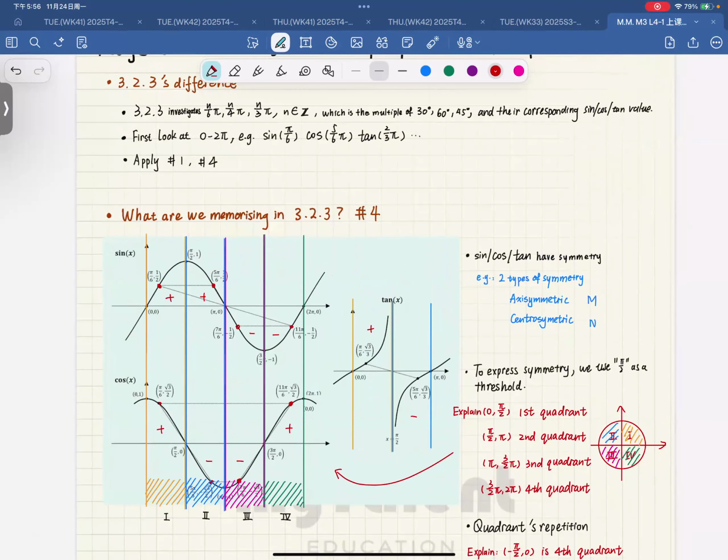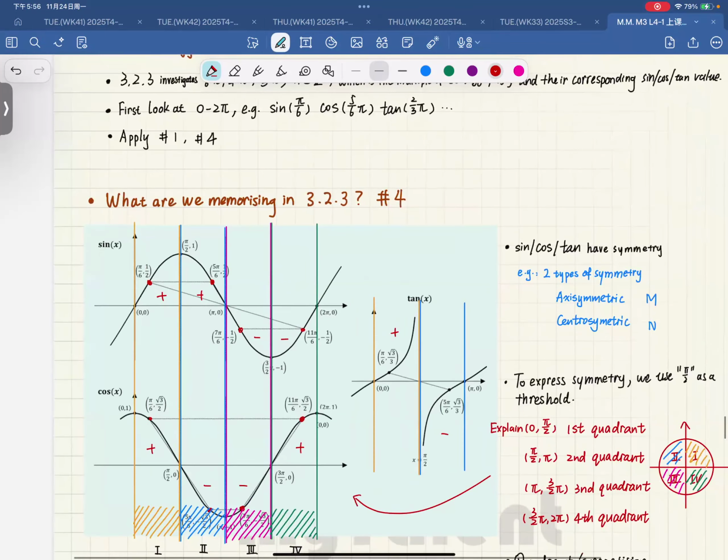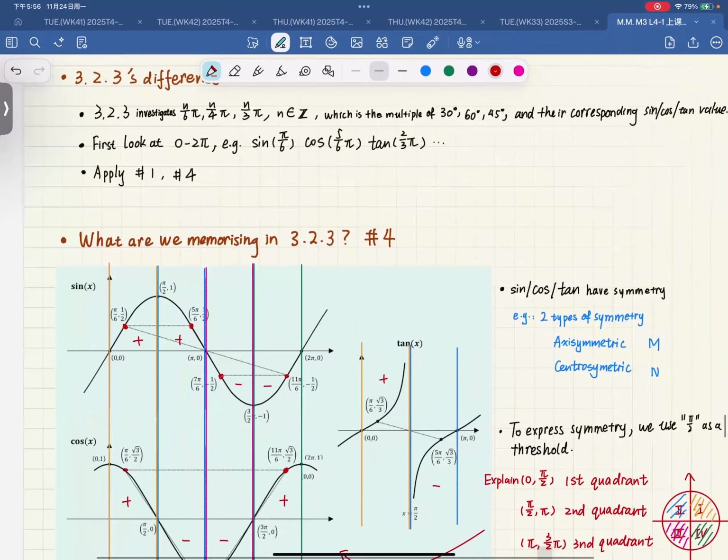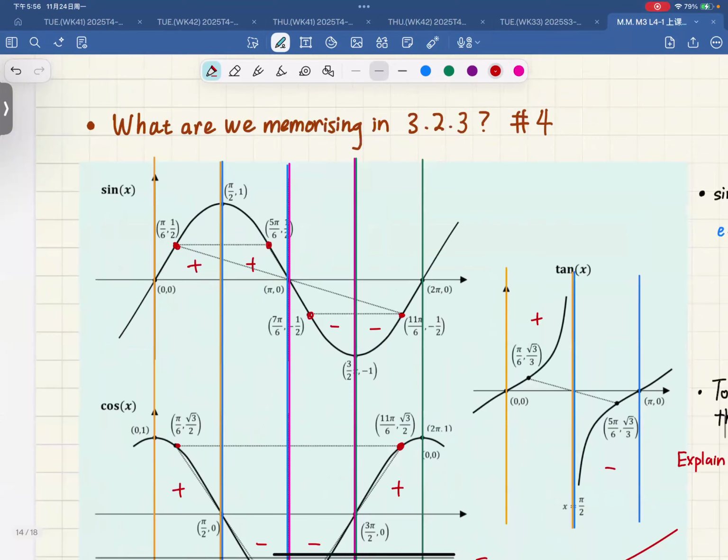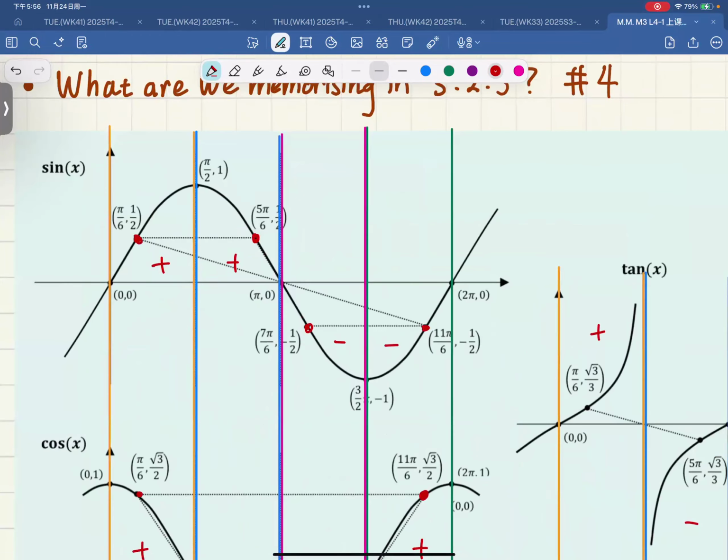This is tough, I know this is tough, but I'll use the graph to help you memorize this. I'll give you an example about a sine graph. I think we discussed this before.